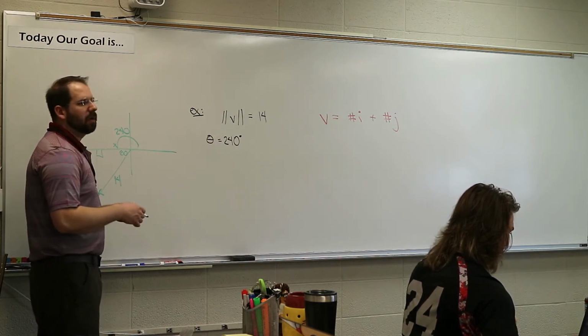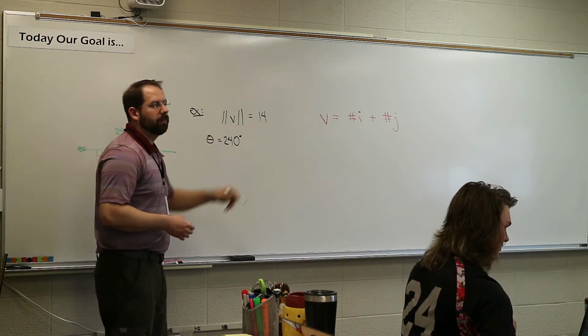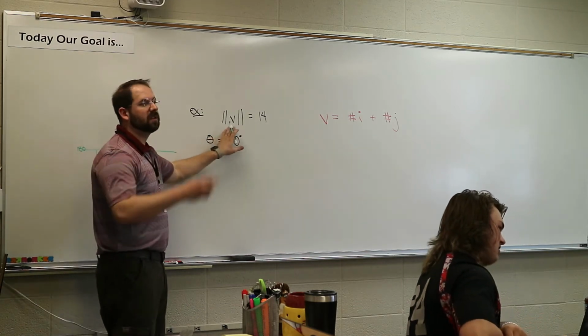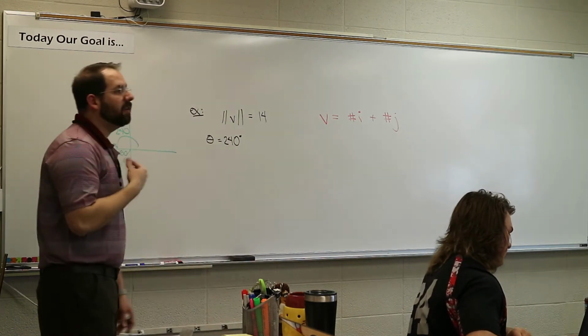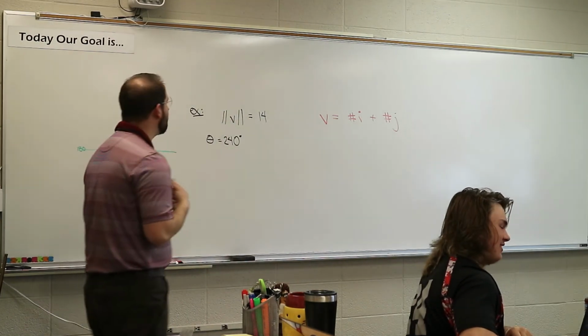Wait, how do we know that's 14? Okay, they gave me that. What does that mean? This is magnitude. It means the length of your vector. It's the hypotenuse, basically. So the easiest way I do this problem is I do it like this.